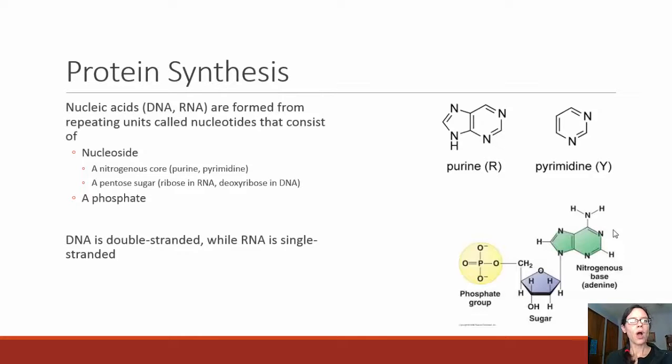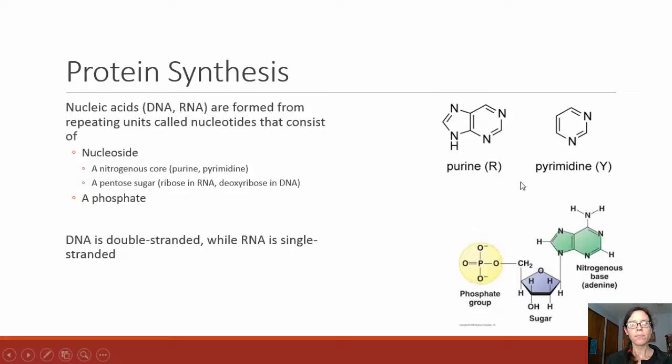Okay, so first we're going to talk about nucleic acids. So our nucleic acids are part of our DNA and RNA and are formed from repeating units called nucleotides, or sometimes we call them bases. And a nucleotide is made up of a nucleoside, which has a nitrogenous core here and a pentose sugar here, and then also a phosphate group.